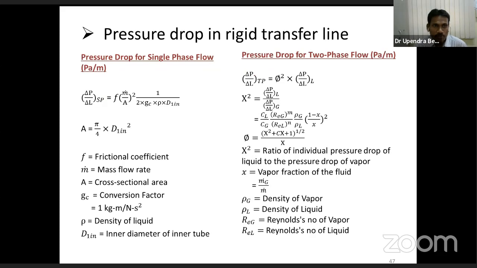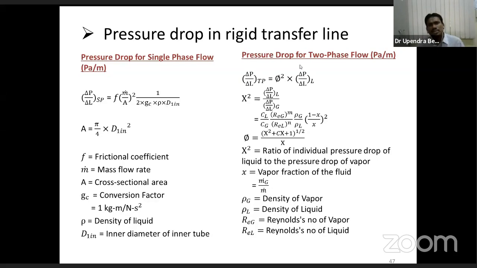And then also pressure drop, one has to find out for the transfer lines, and this is for single phase flow, assuming that the fluid that is going is 100% liquid, and there is no void or vapor. So for that single phase flow, this is the equation: delta P by delta L over unit length. So the pressure drop in unit length for single phase flow is given by F into m dot square multiplied by 1 by 2 GC rho d, where GC is the conversion factor, and A equal to pi d square by 4, d is the inner diameter of the tube where this cryogen flows, rho is the density, and A is the cross-sectional area.